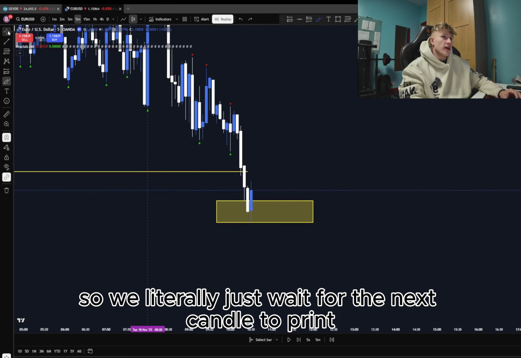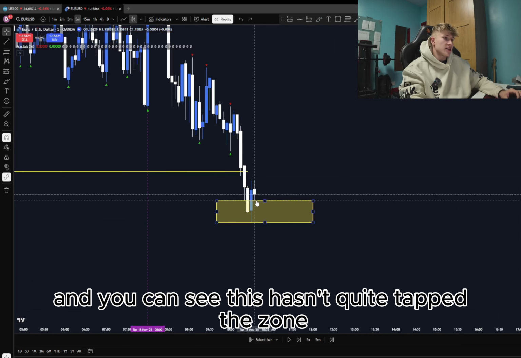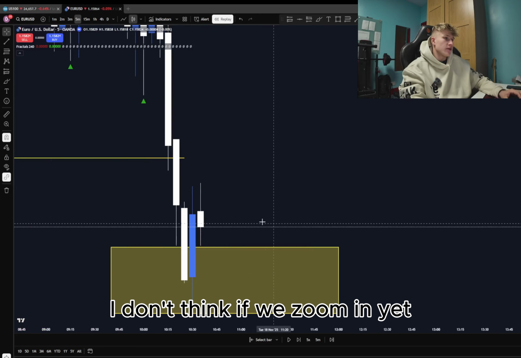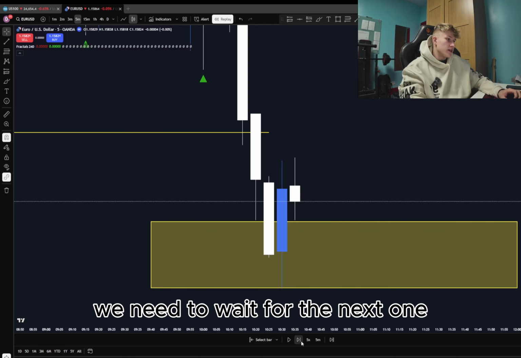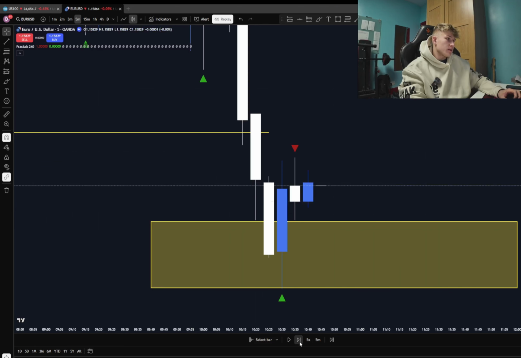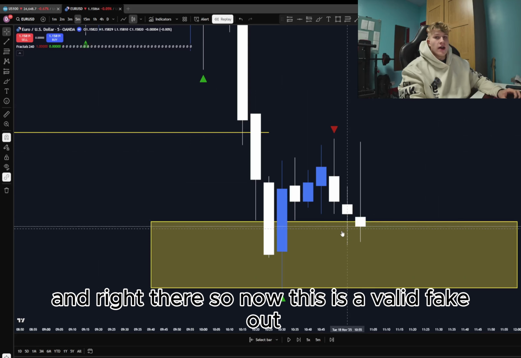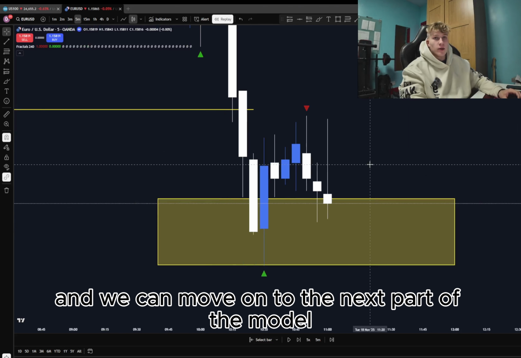So we literally just wait for the next candle to print. And you can see this hasn't quite tapped the zone, I don't think. If we zoom in, yeah, this hasn't quite tapped it, so this is not a valid fake out yet. We need to wait for the next one. And right there, now this is a valid fake out, and we can move on to the next part of the model.